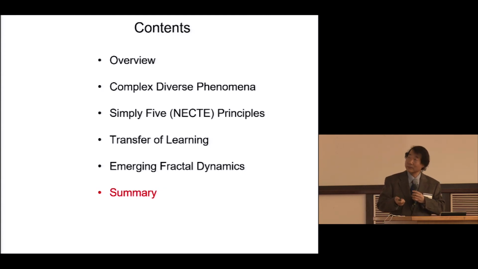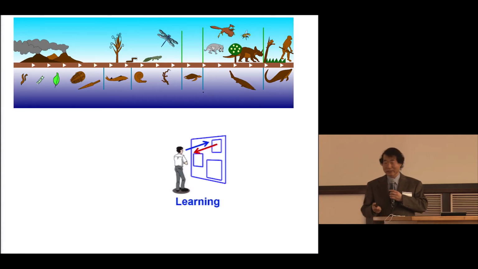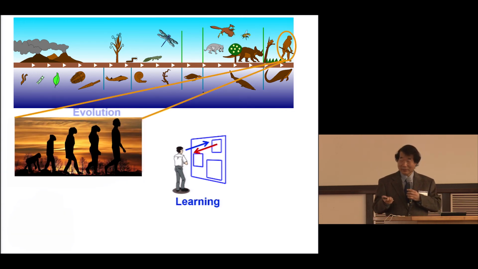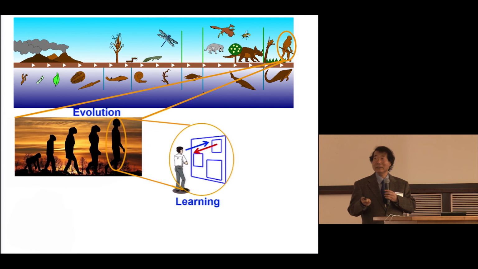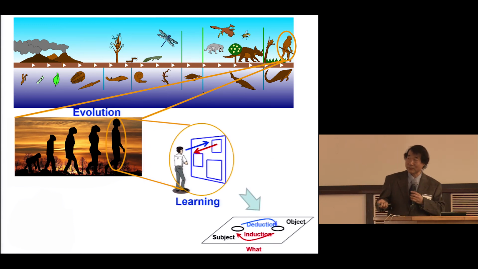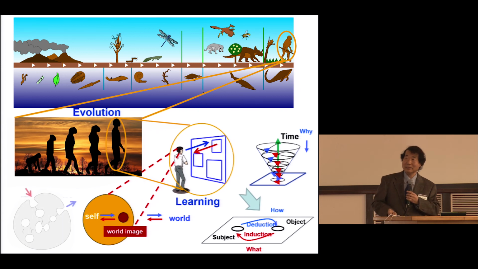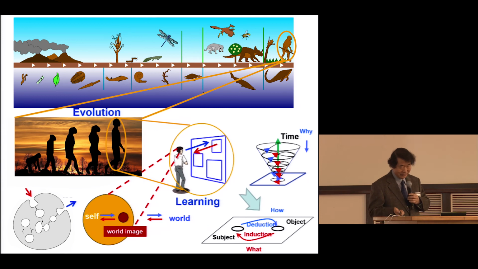Now let's go into the summary. As we experienced through evolution, you understand how evolution occurs based on evolutionary principles. Learning is just like evolution based on self-non-self circulation. And it looks like fractal nature, which is very similar to single cell dynamics.